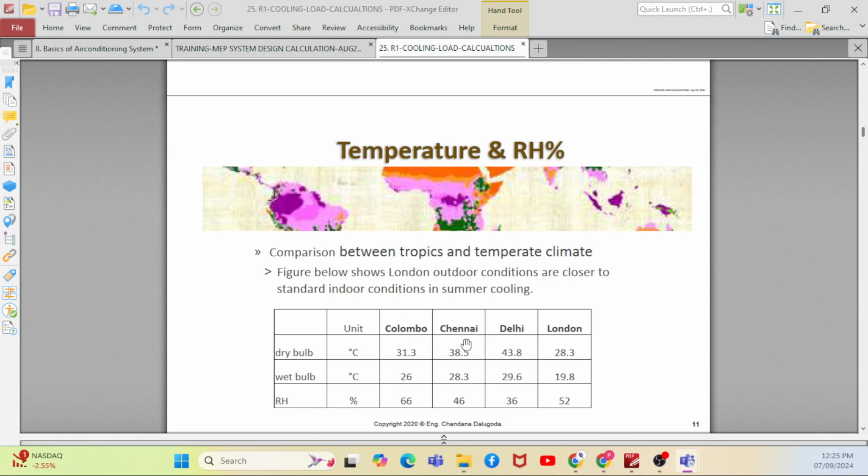And from there we are going to treat the air to the human comfort requirement. The human comfort requirement is applicable everywhere. If you are in London, you are going to bring it down from 28.3 to 24 degrees Celsius. If you are in Delhi, you are going to bring it down from 43.8 to 24 degrees Celsius. So the human comfort requirement is uniform everywhere, but depending upon the outdoor air you are going to treat the air.